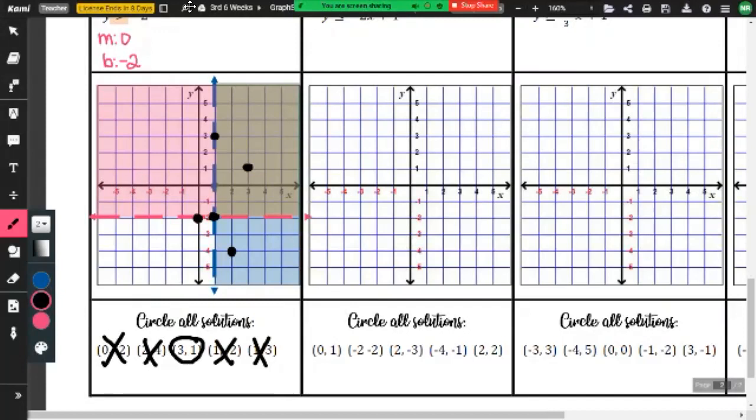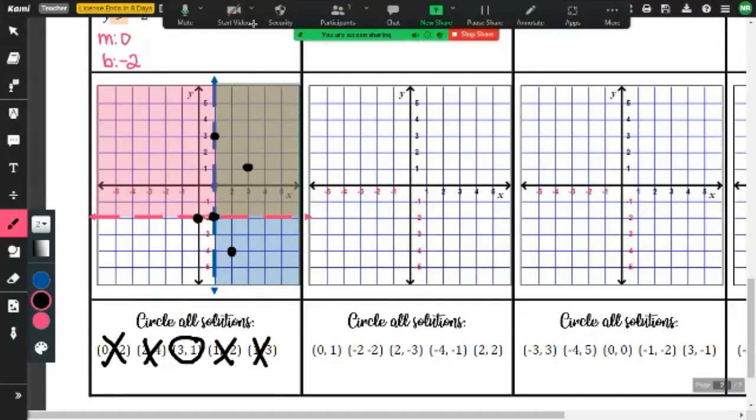Okay, now we'll finish this up when we get to class, and hopefully you guys understand for the most part what we're going to be doing in class tomorrow.